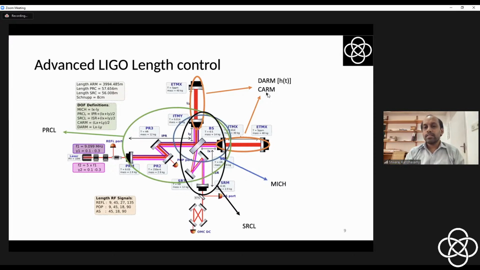But only the differential arm degree of freedom is sensitive to gravitational wave signal, but not the other degrees of freedom. So in principle, these other degrees of freedom serve as witnesses to say if anything happened in the interferometer that affected the output signal at the output port, and that could have caused a gravitational wave-like signature at the output port.